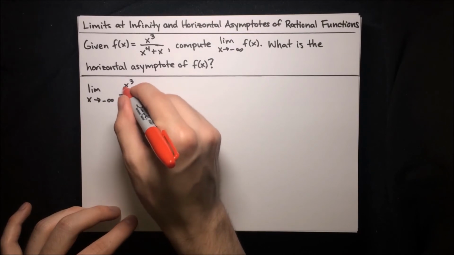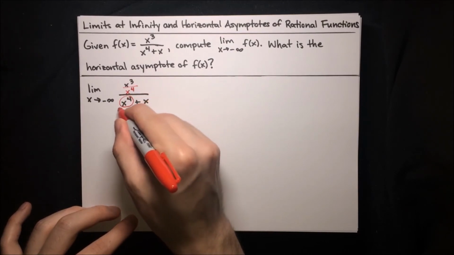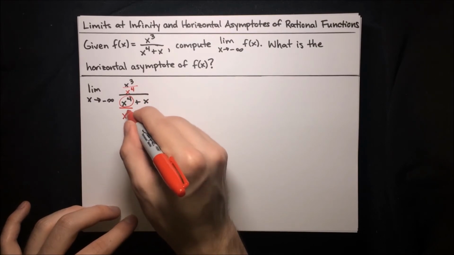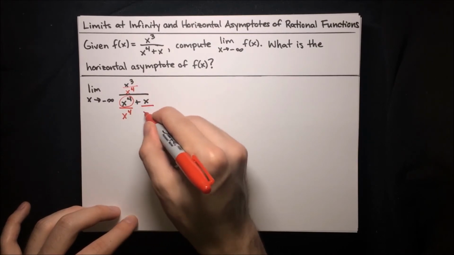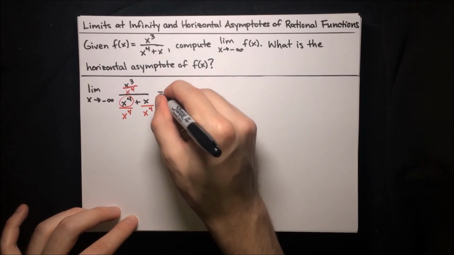So let's go ahead and do that. Divide every single term in the numerator and denominator by x to the fourth. So we're not actually changing the fraction at all, just writing it in an equivalent form. Alright, and now let's go ahead and simplify this limit.